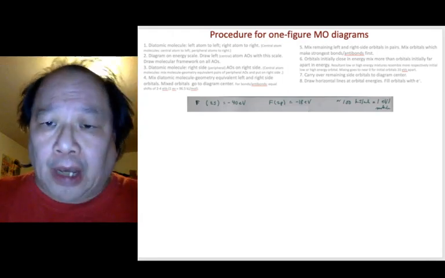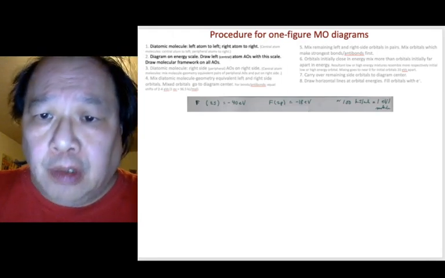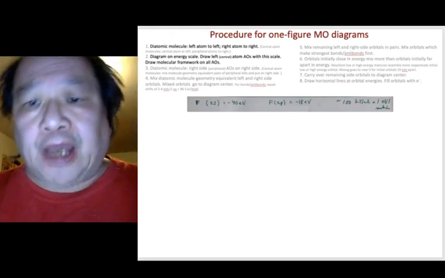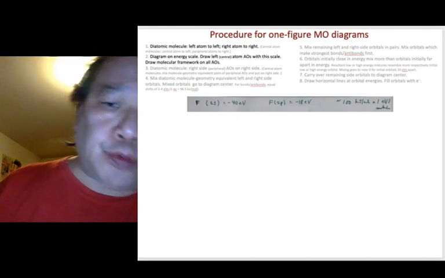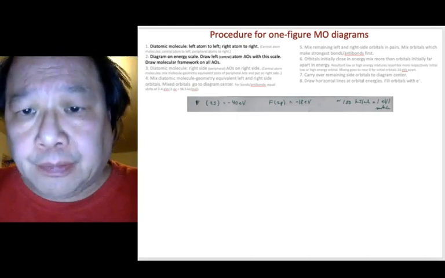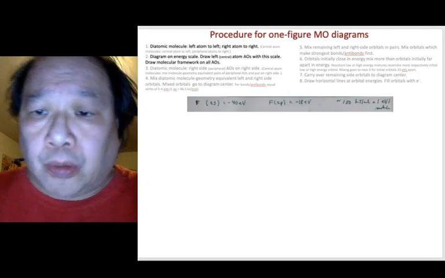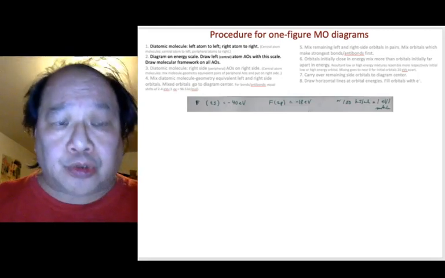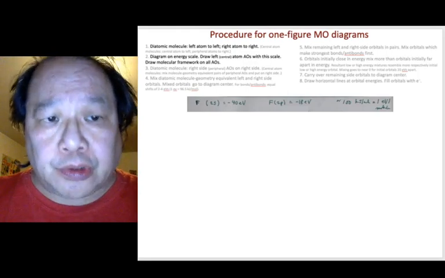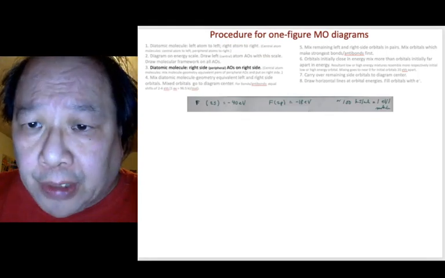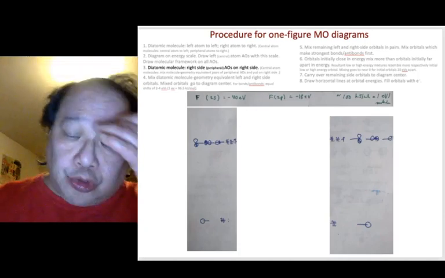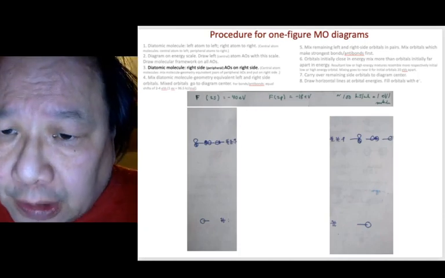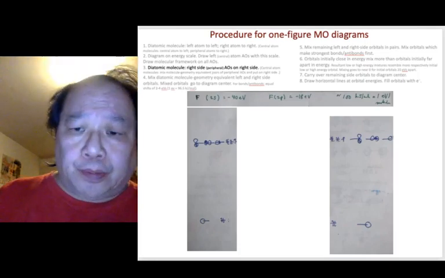Okay, and how do these rules play out? First, it's a diatomic molecule. The left atom of the diatomic molecule will be on the left, the right atom will be on the right. And the molecular orbital diagram is on an energy scale. And finally, on this energy scale, we need to draw the 2s and 2p orbitals. There's one 2s orbital per atom and three 2p orbitals. And now, let's look at those 2p orbitals.